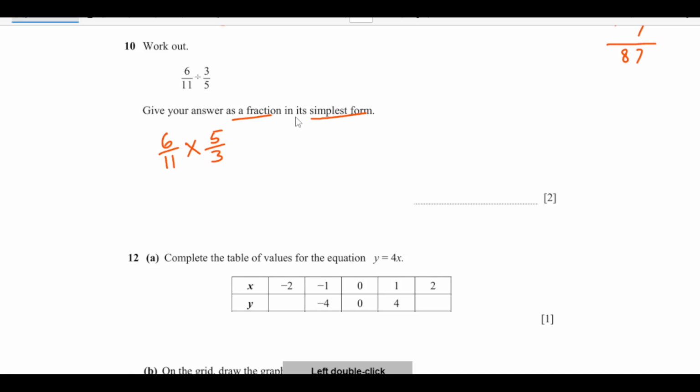Read instructions very carefully, right? So this 3 can be cancelled with 6. 3 times 2 is 6. So in numerator we have 2 times 5, it is 10, over 11 times 1, it is 11. So this is 10 over 11.